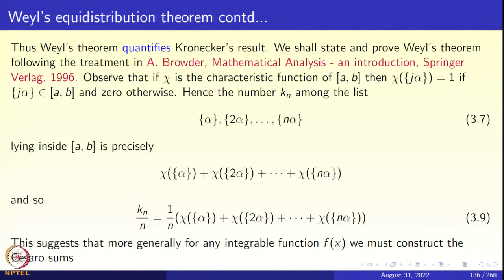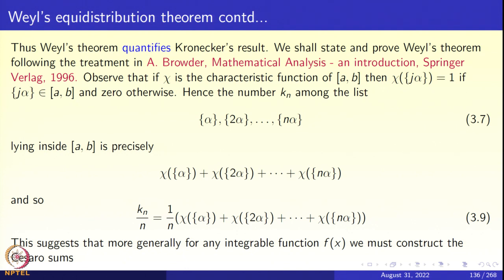We want to prove Weyl's theorem following the treatment in the book by Andrew Browder, Mathematical Analysis: An Introduction, Springer Verlag, 1996. Now, chi will denote the characteristic function of the closed interval AB. You take the fractional part of j alpha, and whether this fractional part of j alpha lies in the closed interval AB or not is decided by the value of the characteristic function chi evaluated at the fractional part of j alpha. If this value is 1, then the fractional part of j alpha has landed in the interval AB. If it is 0, it landed outside the interval AB.